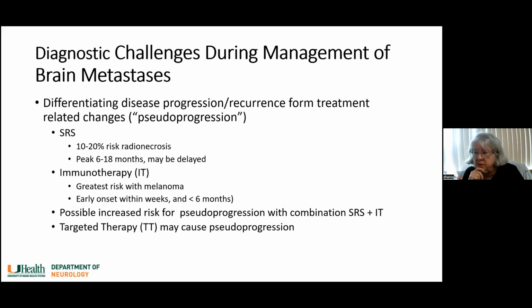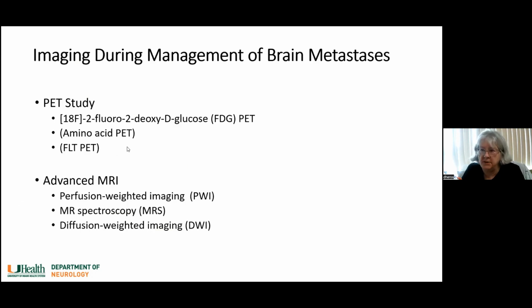There's probably an increased risk for pseudoprogression combining SRS and immunotherapy. And also we're finding that targeted therapy may cause pseudoprogression. So again, I think we have to become very aware of the treatment that the patient is receiving when we're interpreting these MRI scans. In our imaging, we usually use a combination of FDG PET studies to help guide us in our interpretation of MR changes, as well as perfusion weighted imaging in assessing the imaging of the patients.